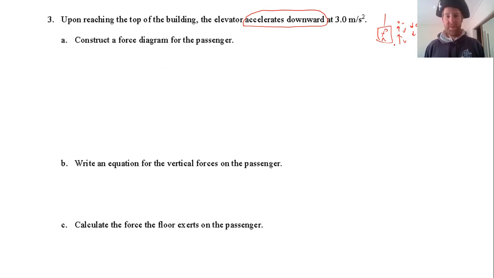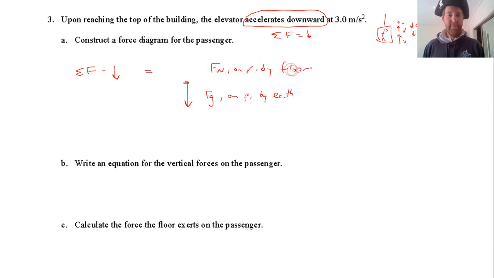So if we know the acceleration is downwards, the total force also has to be downwards. So I'm going to have that in my mind as I draw my force diagram, because my force diagram has to total give this. So I've got my force of gravity on passenger by Earth. That doesn't change. And my normal force on passenger by floor, for these to total and give this downwards arrow, this one must be very small.